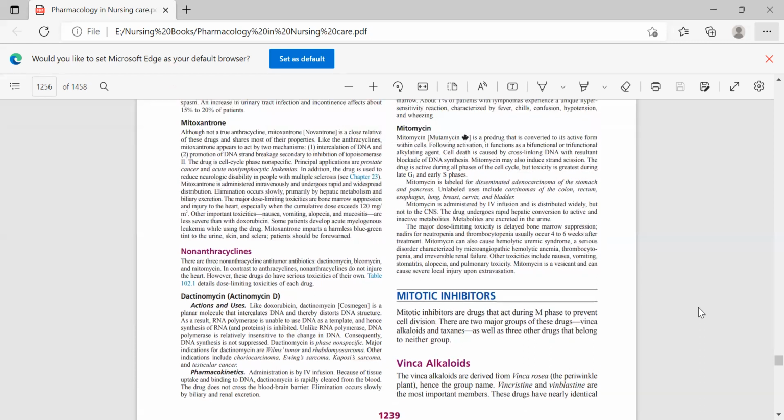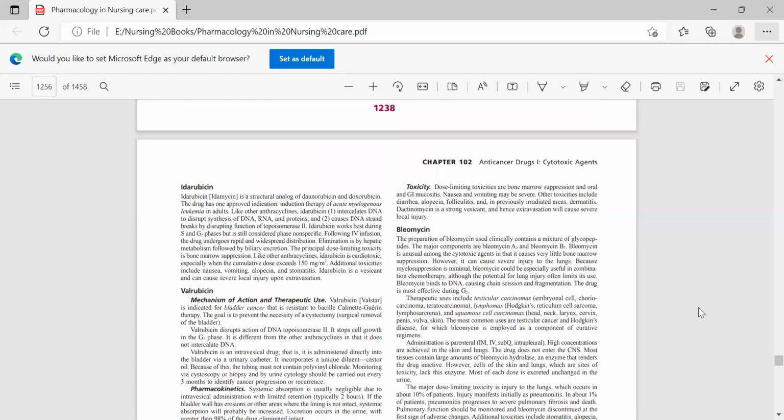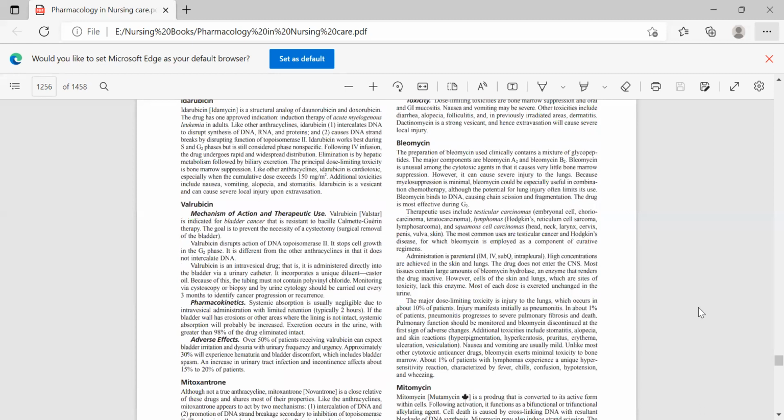Next drug is bleomycin. Bleomycin is clinically used as a mixture of glycopeptides, and the major components are bleomycin A2 and bleomycin B2. Bleomycin is unusual among the cytotoxic agents, and it causes very little bone marrow suppression. It can also cause injury to the lungs. Myelosuppression is minimal. Bleomycin is especially useful in combination chemotherapy, and potential for lung injury often limits its use.